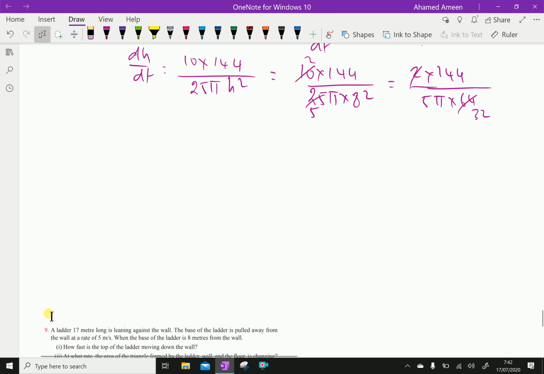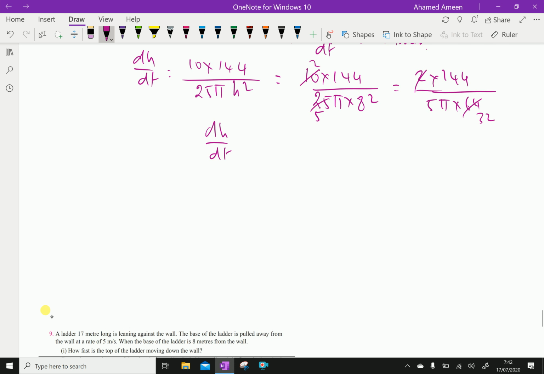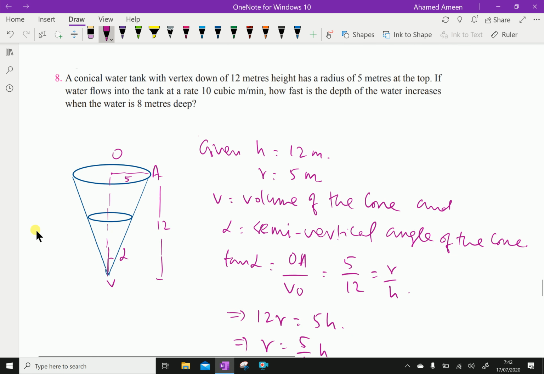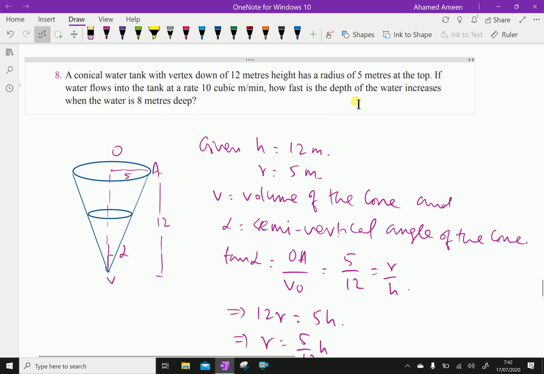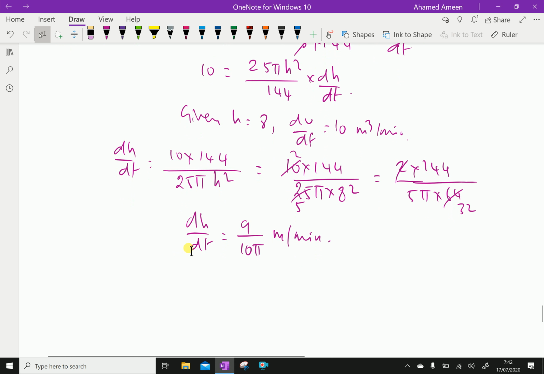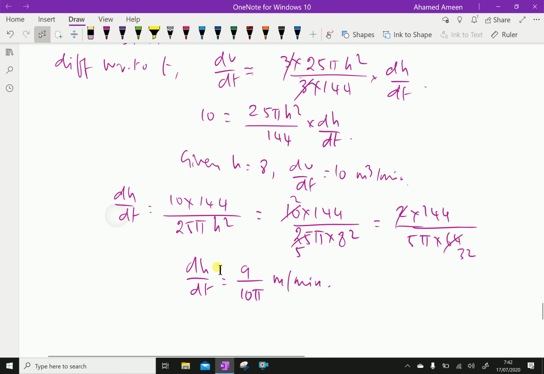Now dh by dt, final calculation, gives 9 over 10 pi meter per minute. That is how fast the depth of the water increases when water is 8 meters deep: 9 over 10 pi meter per minute at h equal to 8 meter deep.